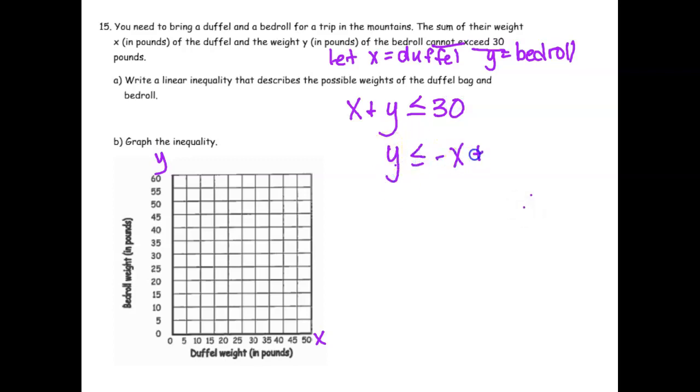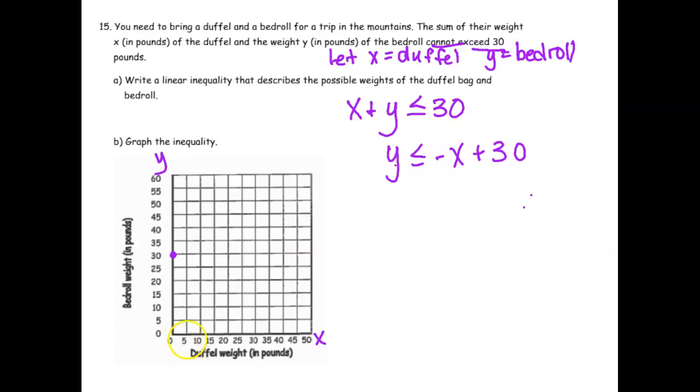So we solve for y, bring your x to the other side, and we get y is less than or equal to negative x plus 30. So there's the inequality. Our y-intercept is at 30, so we start right here. It looks weird, it's just the first quadrant. And our slope is going to be negative 1. So notice, be careful.